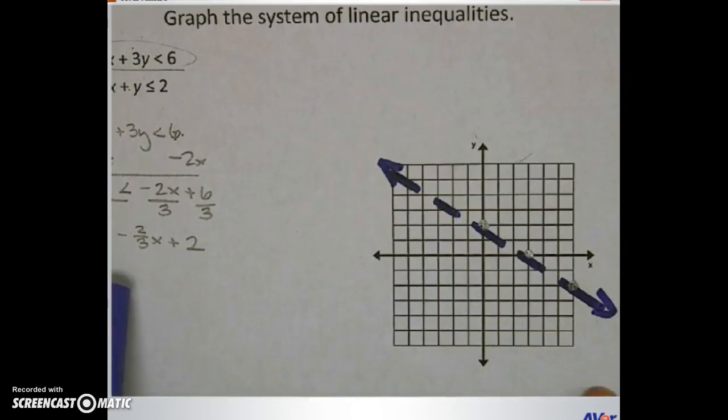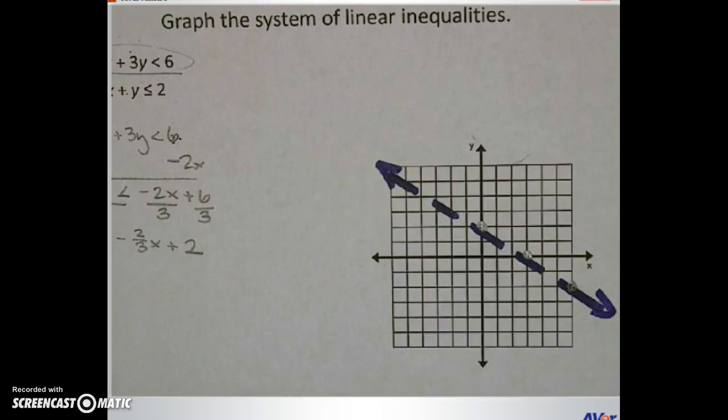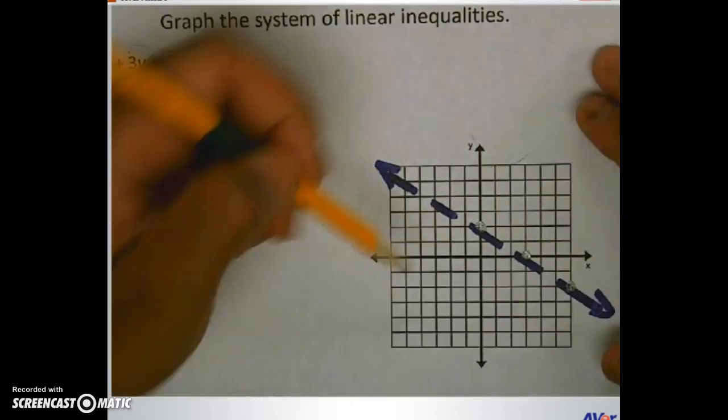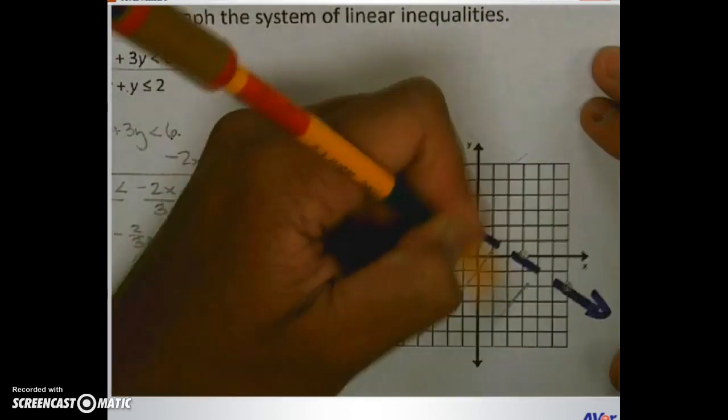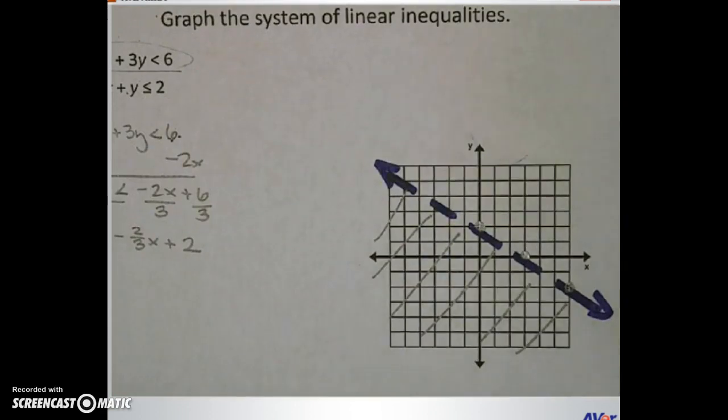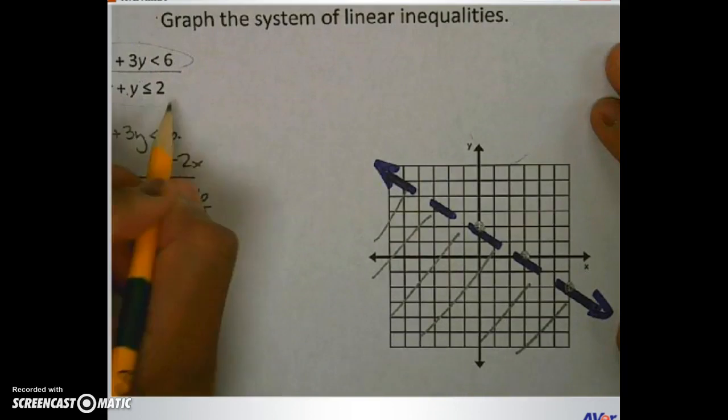So this is y is less than. For less than, I'm going to shade below. And I don't need to go dark, so I'm going to use my pencil for that. Shaded less than, golden.